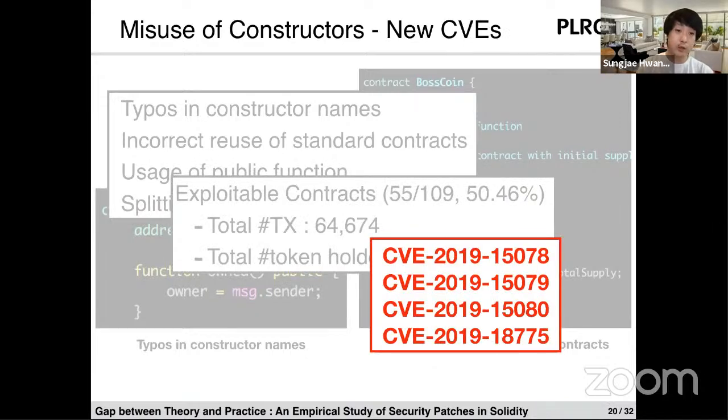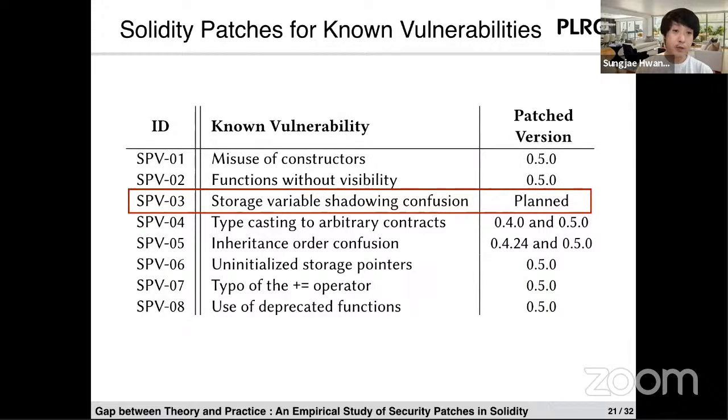And we report this vulnerable contract and assign 4 new CVEs. The next vulnerability is storage variable shadowing confusion. Currently, there is no patch for these vulnerabilities.